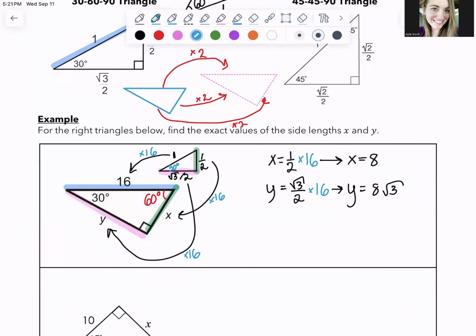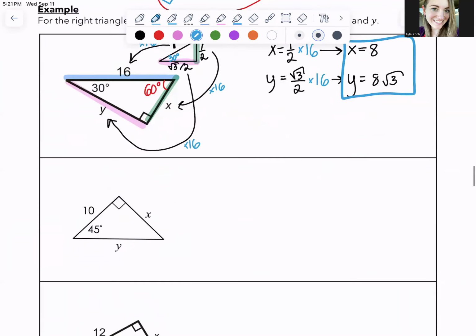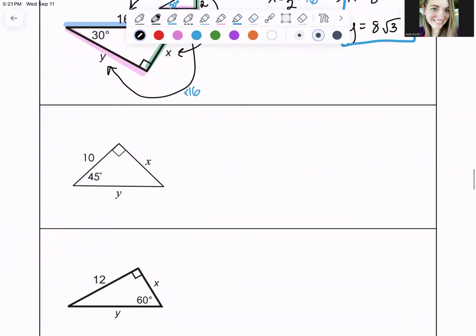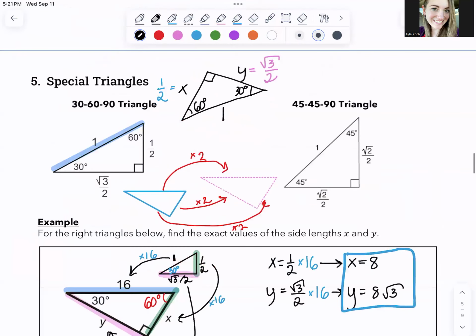Let's box these. That certainly was not a box. That's not going to be a box either. Close enough. Next, the 45, 45, 90 triangle. A regular 45, 45, 90 triangle, right up here.